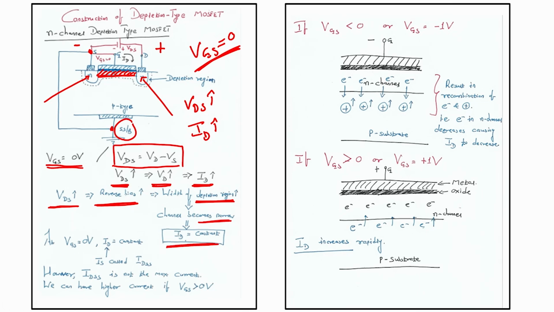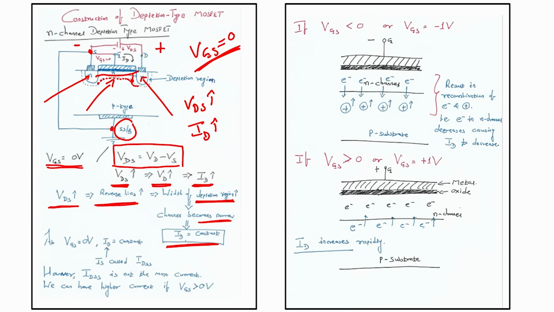How does ID become constant? If I keep on increasing VDS, the channel will start getting narrowed like this, which you can see from the figure right over here. Because the channel is getting narrow, what will happen? The width of the depletion region is increasing. Now the width of the depletion region will be like this.